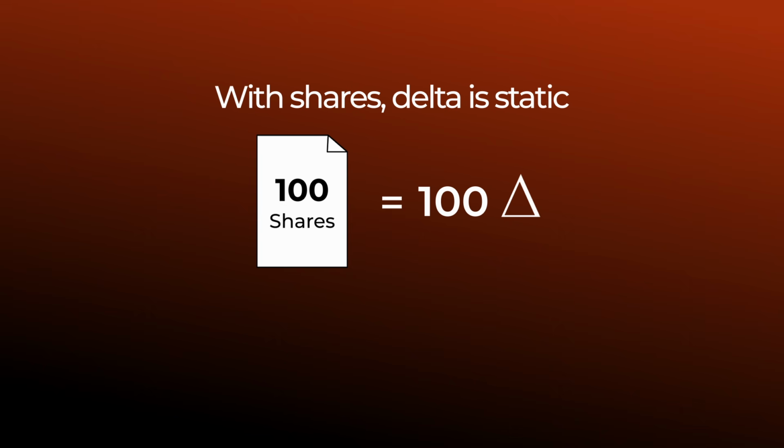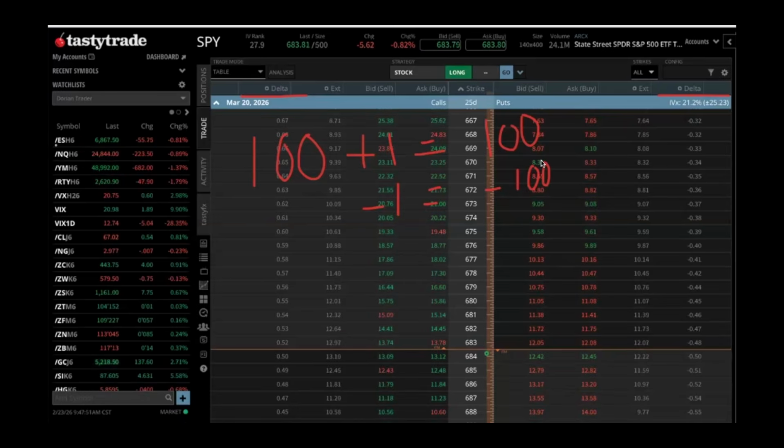So if you had 100 shares and SPY went up $1, you would make $100. If it went down $1, you would lose $100. You lose or make $1 per every 1 point move, for every dollar move. It's static. Now, with options, it's not static. It's dynamic, meaning it changes. It's always going to change.